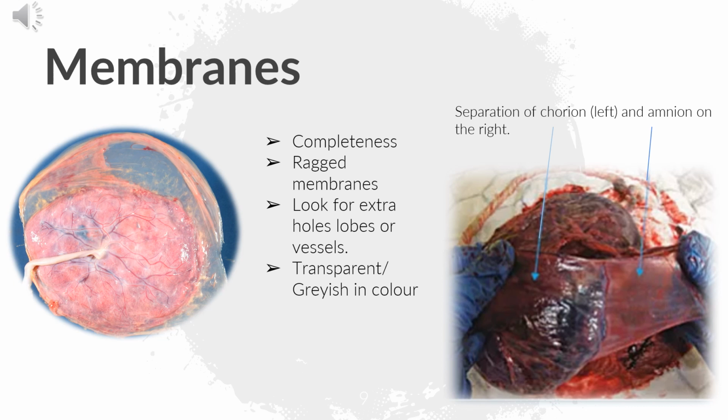Again, in the image, I have arrowed and labelled where you can see the chorion and where you can see the amnion. When you are looking at the membranes, it's important to look for extra holes or lobes or extra vessels, as these can be abnormalities that may need to be escalated.